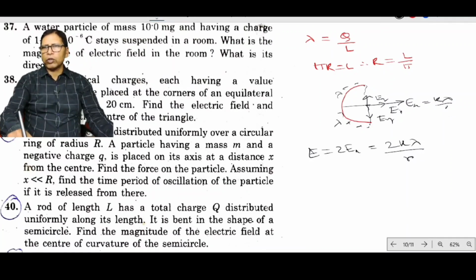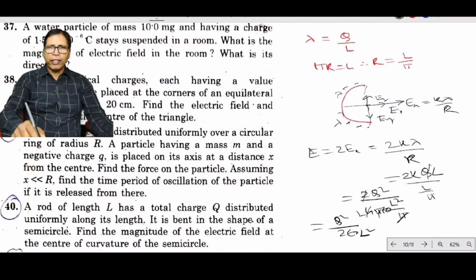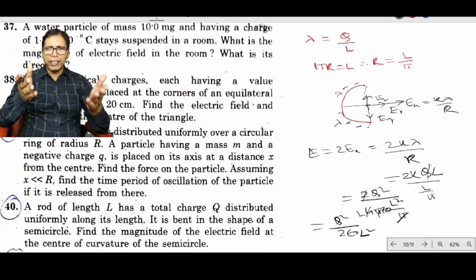Now here R equals L by pi and lambda equals Q by L. So look at this, it is 2 Q by L, and this is Q by L, and this is L by pi. Okay. So look at this, it is 2 Q square by L square by pi, and this is 4 pi epsilon. Now pi cancels out, 2 to 4, and so Q square by 2 epsilon naught L square is the intensity due to the charges.